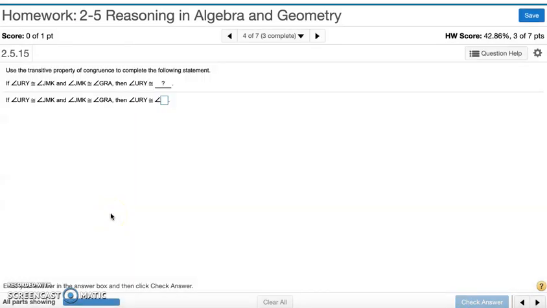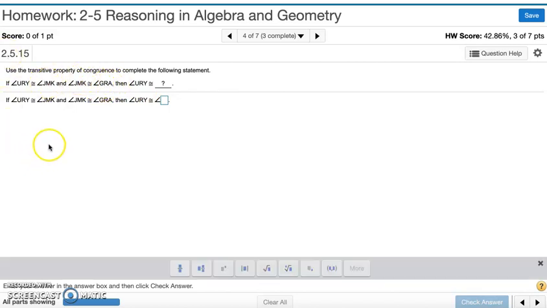Number 4 says, use the transitive property of congruence to complete the following statement. If angle URY is congruent to angle JMK, and angle JMK is congruent to angle GRA, then we're going to say the angle URY is congruent to what? It's going to be congruent to angle GRA. That's because if we have two things equal to something else, then they're both equal to each other.